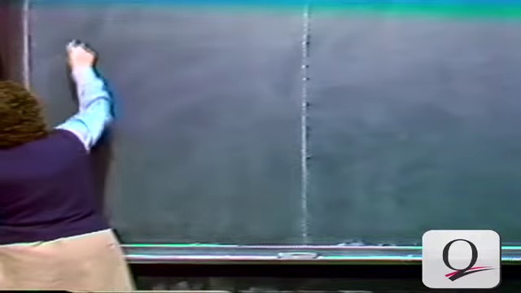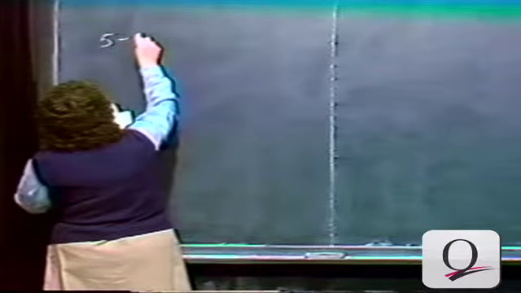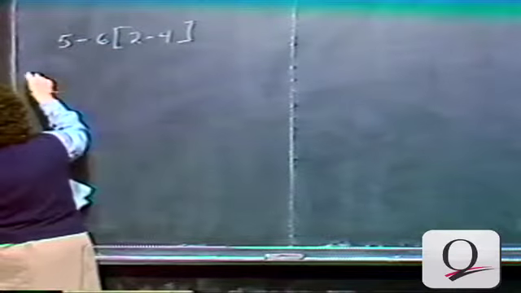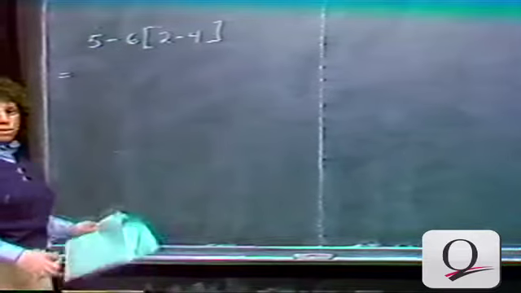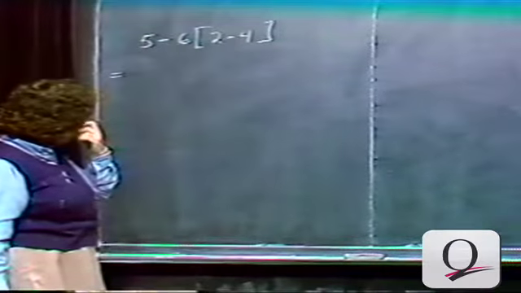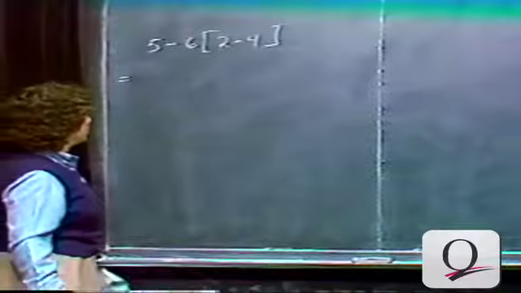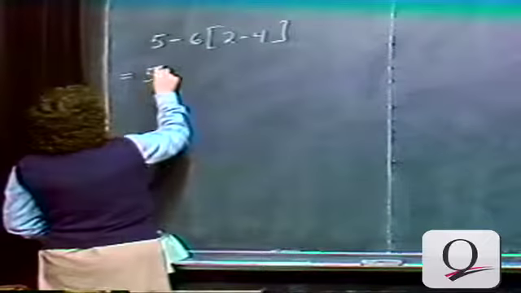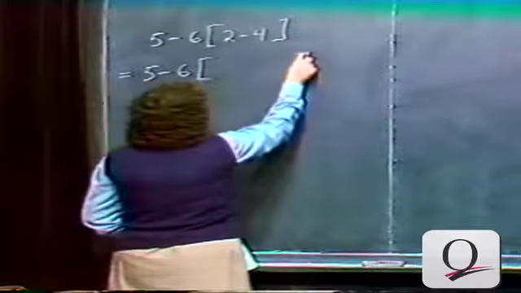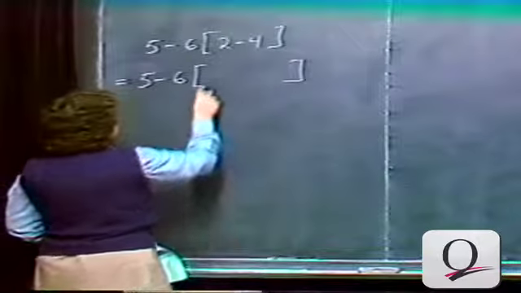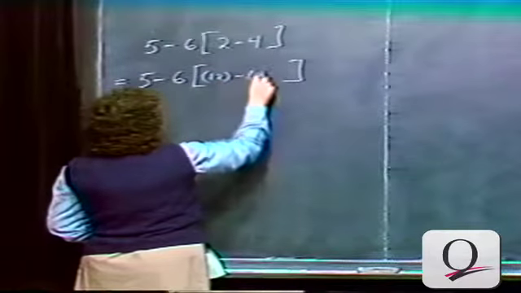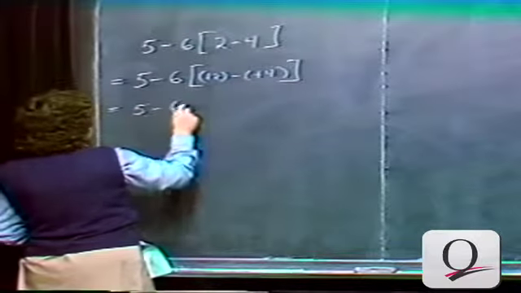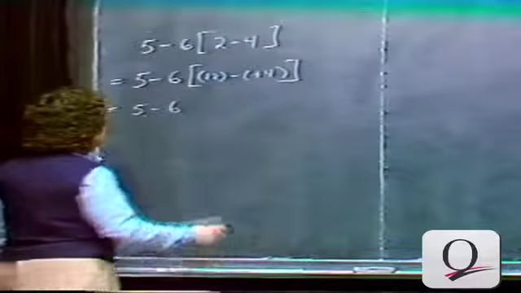Another example. 5 minus 6, and then in brackets, 2 minus 4. Okay, now we're going to be using order of operations in conjunction with our work with signed numbers. Well, the first thing we have to do is simplify what's in the grouping symbol. 5 minus 6. Now remember that 2 minus 4 really means plus 2, take away a plus 4. Of course, after a while, you won't need these intermediate steps.